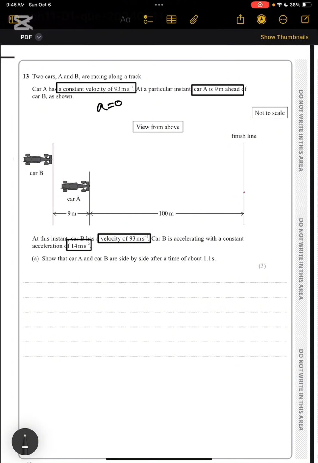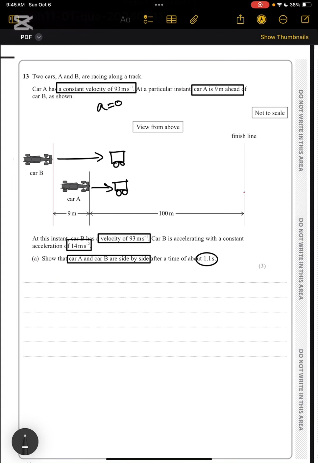In the question part, they have said, show that car A and car B are side by side after a time of about 1.1 seconds. So after 1.1 seconds, they have said car A and B are side by side. Being side by side means they are in the same position. So they had a displacement, right? From this position to this position.